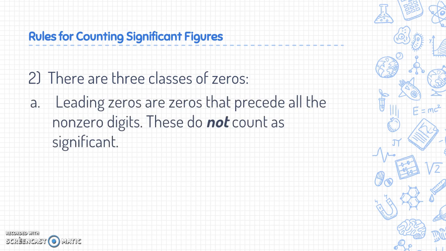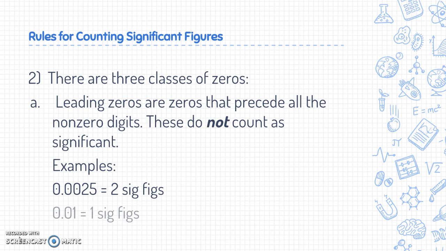Leading zeros are zeros that come before any non-zero digit. For example, that 0 in front of the 0.911 in the previous example. Those do not count as significant. So for example, here in 0.0025, the 2 and the 5 are significant. In 0.01, the 1 is significant.